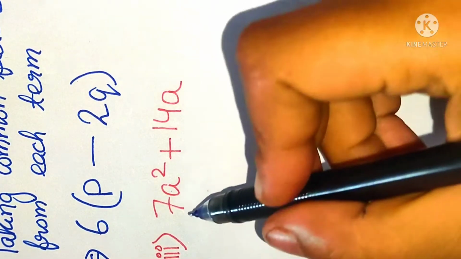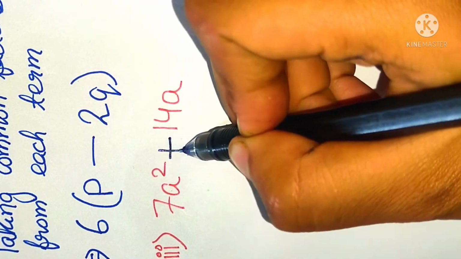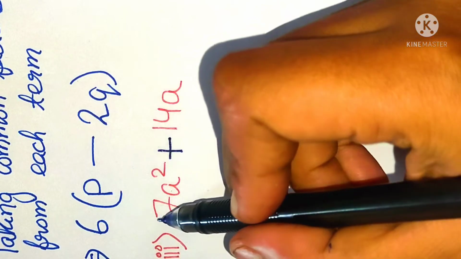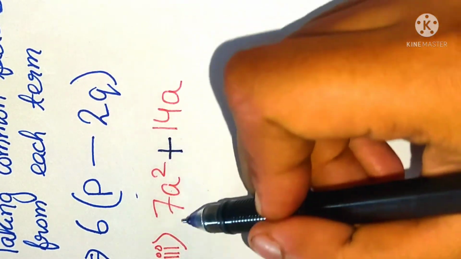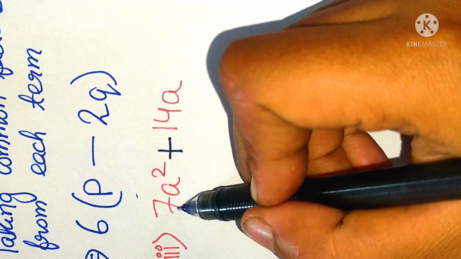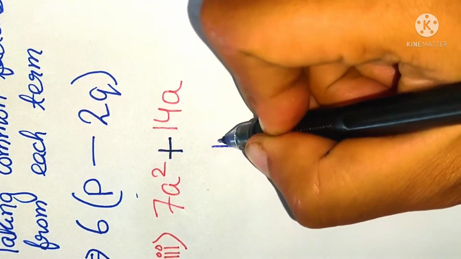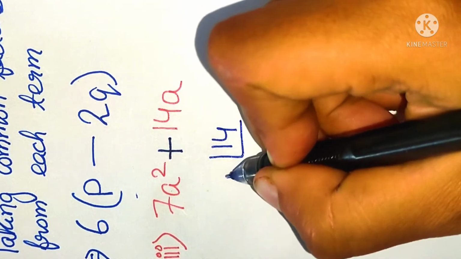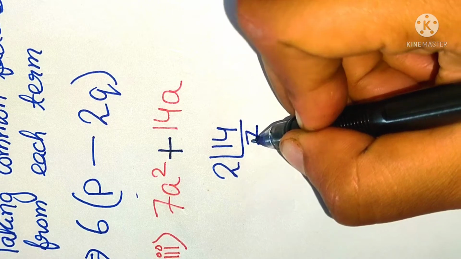So here we have 7a² plus 14a. As I have discussed, this plus is the separator. So one term is 7a², another is 14a. So here we have 7 which is a prime number. Second one we have 14 which is not a prime number. So let us factorize 14 first. We will get 2 into 7. Okay, 7 is the prime number, so stop here.